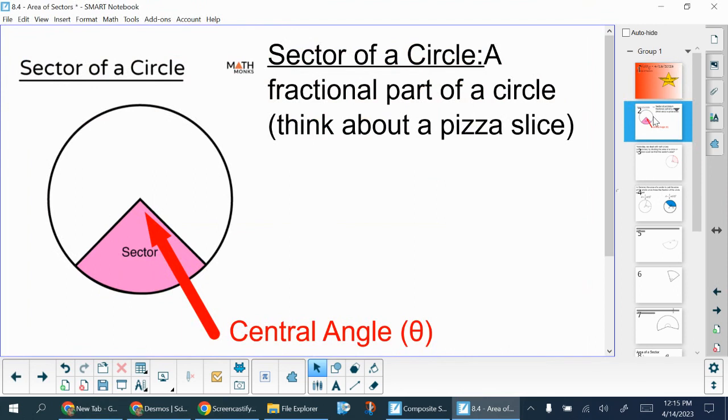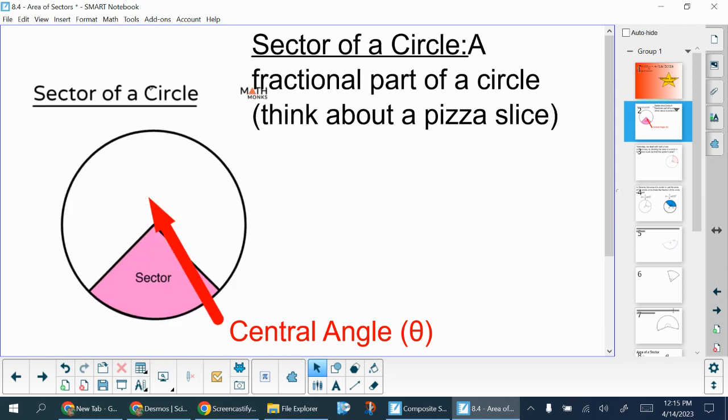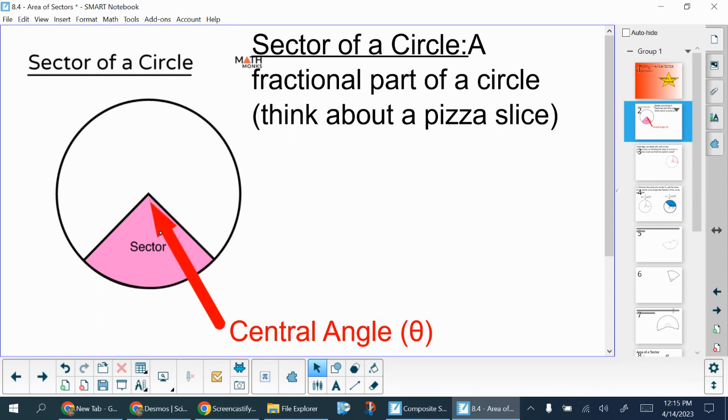A sector is just a fractional part of a circle. So really what you want to be thinking about when you hear that word sector is, think about a pizza slice. So here we've got an example of a sector in pink.